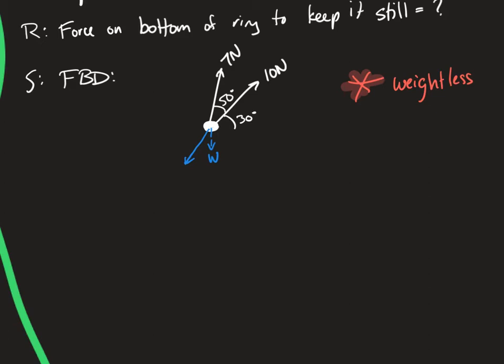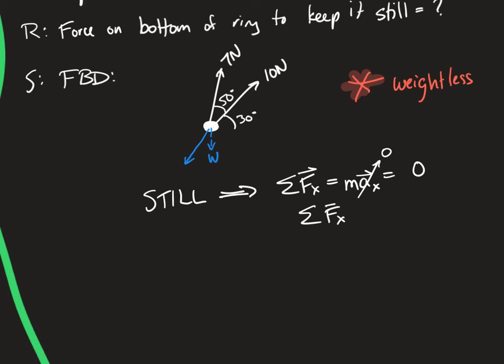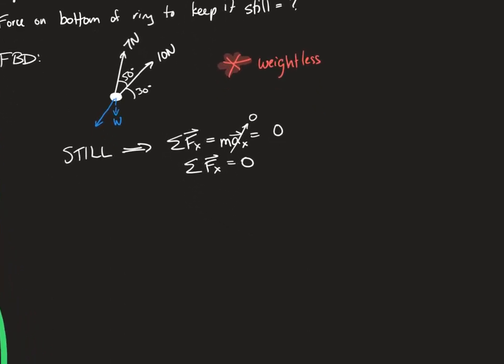So here's what we're going to do. If this thing is still, or if we're holding it in place, or any of this language that implies that this thing is not accelerating, what does that mean? That means the sum of the forces in the x direction equals the mass times the acceleration in the x direction, which equals 0 because the acceleration equals 0. So the sum of the forces in the x direction equals 0. Similarly, the sum of the forces in the y direction equals 0. It's not moving, so the forces have to balance.